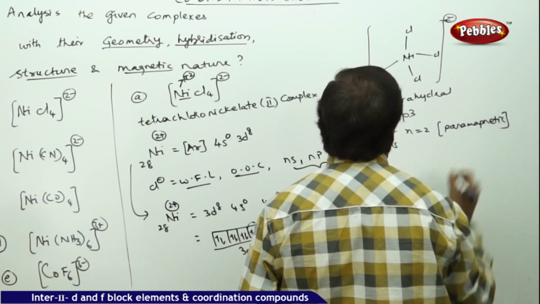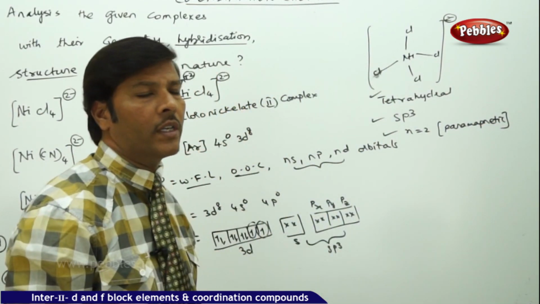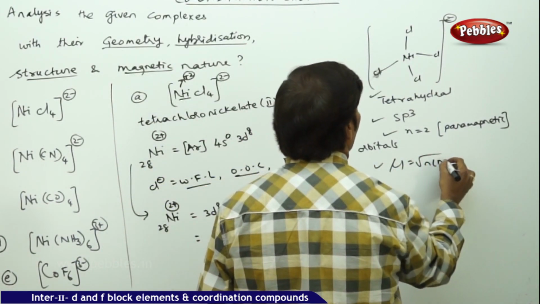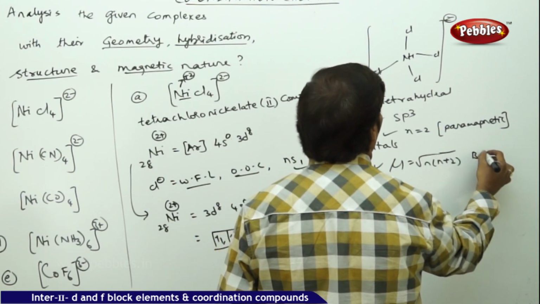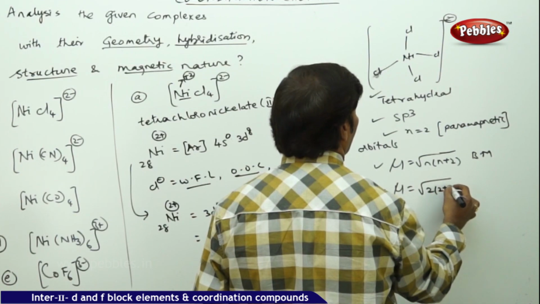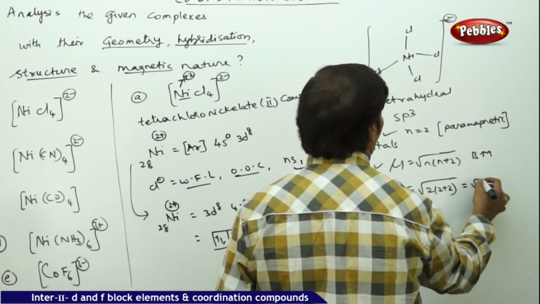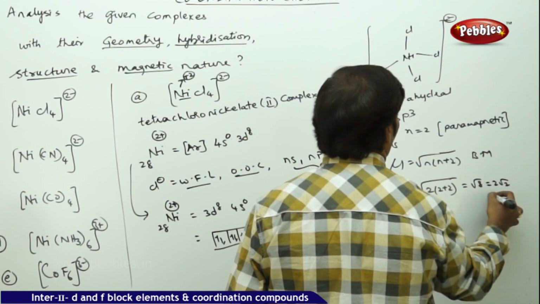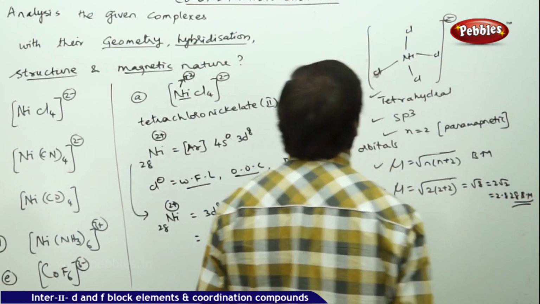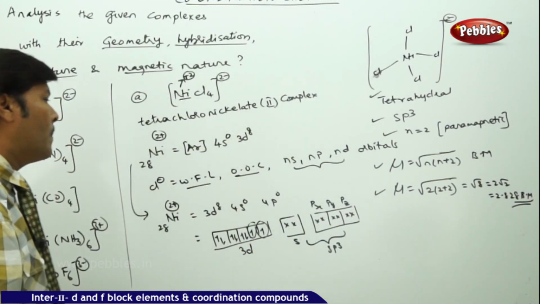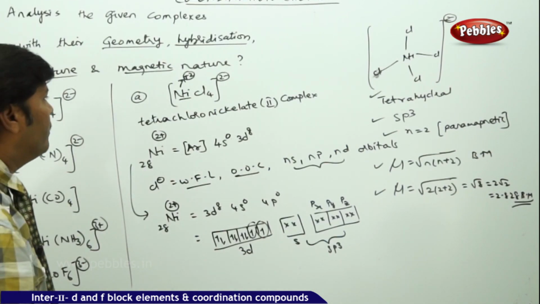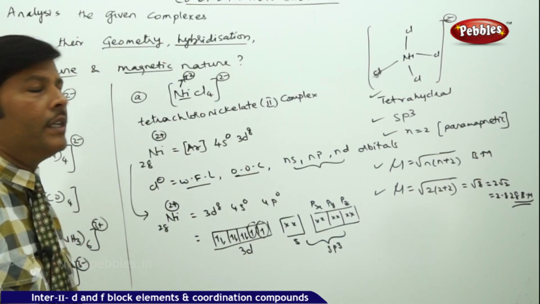It is a paramagnetic complex, and the Bohr magneton also you can calculate, that is mu is equal to the square root of n(n+2) Bohr magneton. So substitute the values: mu is equal to the square root of 2(2+2). So this is going to become root 8. Root 8 means 2 root 2. So 2 root 2 means 2.828 Bohr magneton is the answer for the magnetic moment. So this is the complete information we are trying to gather for the tetrachloronickelate complex.